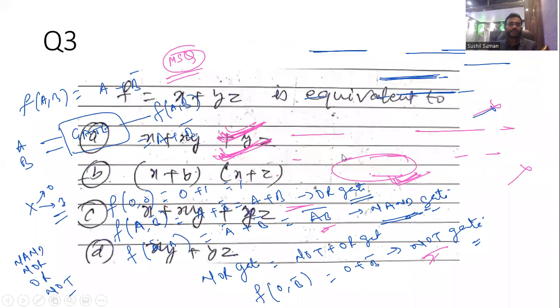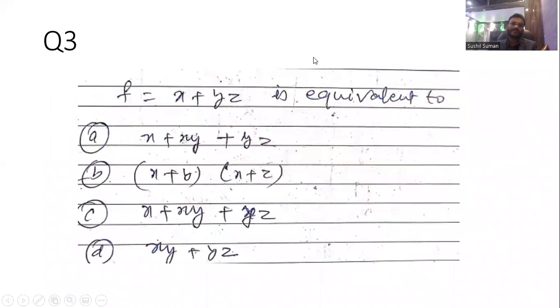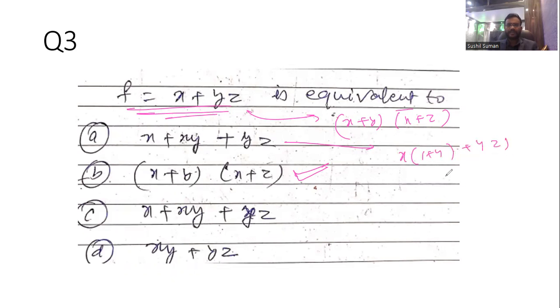Now come to the next. Next question, very easy question. F of x plus yz is equivalent to. This can be written here as x plus y into x plus z. So x plus y into x plus z, this one is correct. Now if you simplify this one, this is x plus xz plus xy plus yz. Yes, this becomes x plus yz.